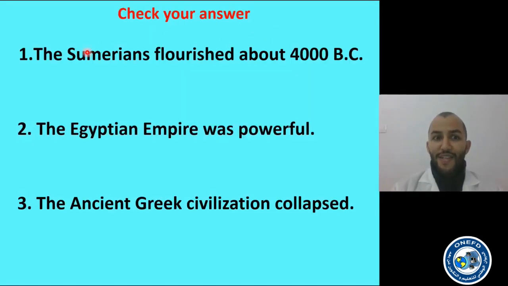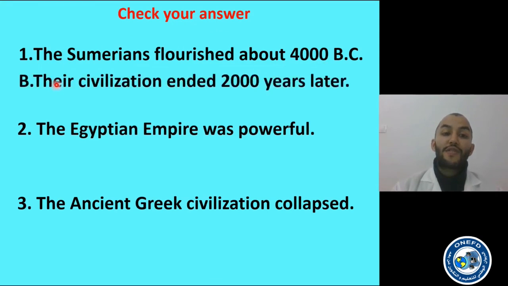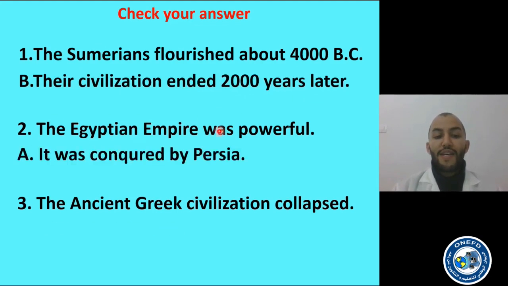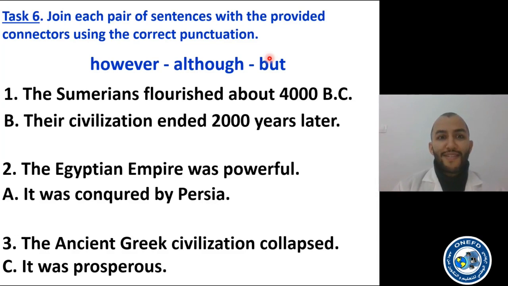Now let's check your answer. So the Sumerians flourished about 4000 BC. Their civilization ended 2000 years later. Okay. Number 2, the Egyptian empire was powerful. It was conquered by Persia. Okay. Number 3, the ancient Greek civilization collapsed. It was prosperous.